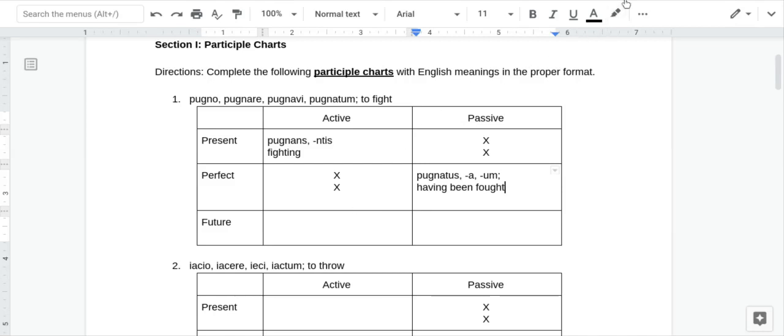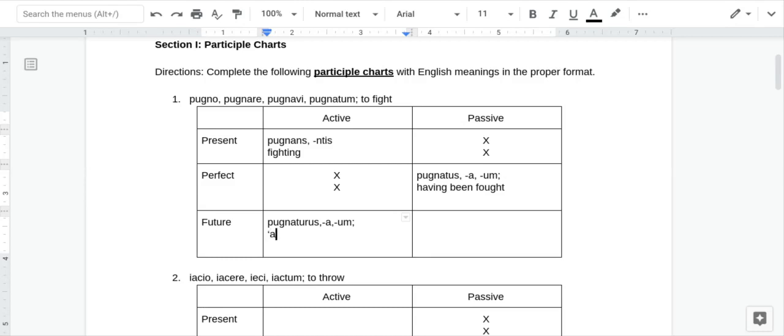All right, and the future participle. Take the fourth principal part and you add the ur and the typical a, um ending. And in its pure form, about to fight is a fine translation.